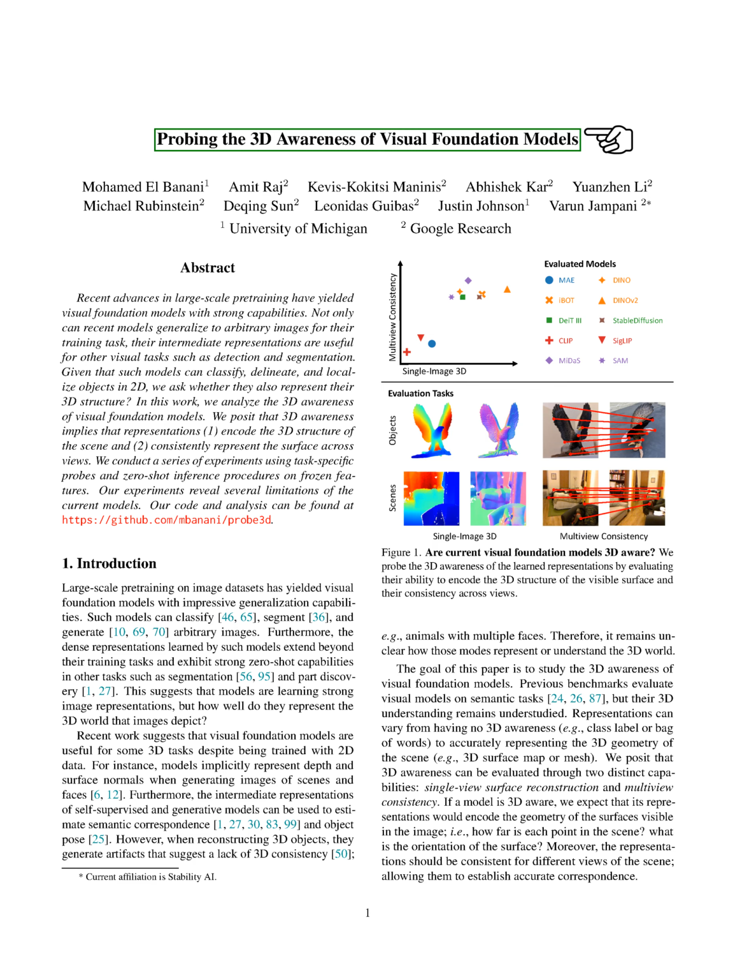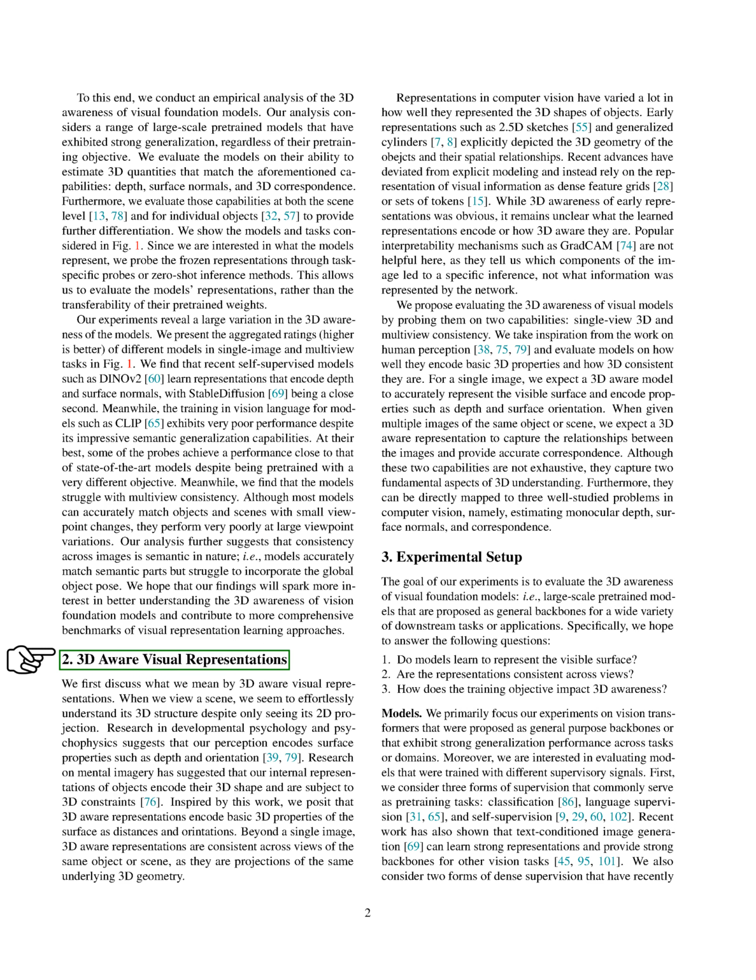Section: Introduction. In this section, we discuss what we mean by 3D-aware visual representations. When we look at a scene, we can understand its 3D structure even though we only see a 2D projection. Research in psychology suggests that our perception includes surface properties like depth and orientation. Studies on mental imagery indicate that our internal representations of objects show their 3D shape and follow 3D rules.